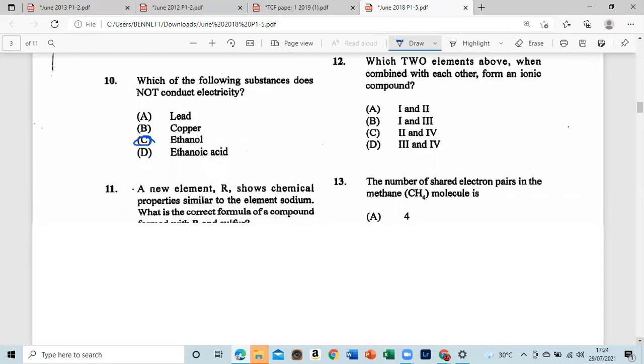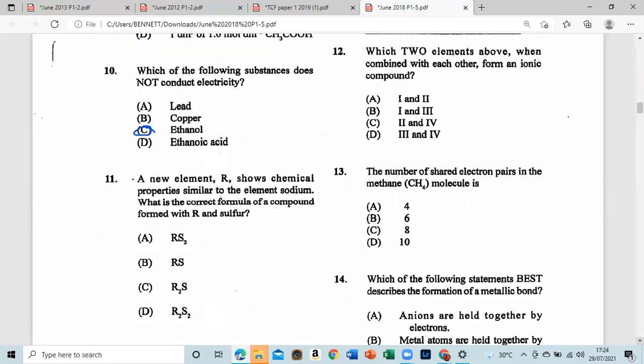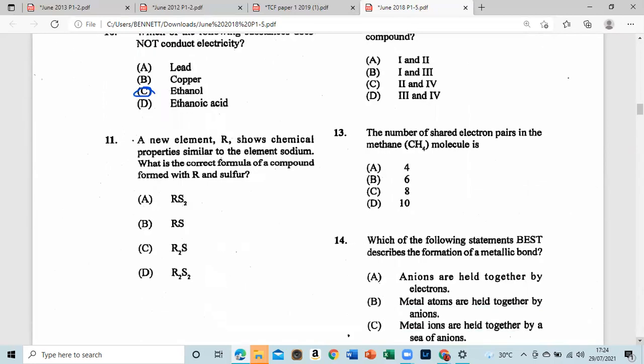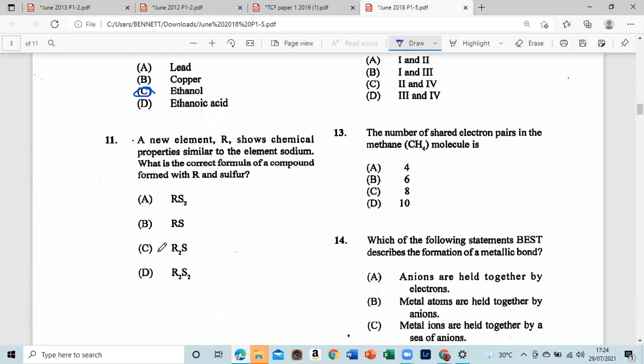Number 11, a new element R contains chemical properties similar to the element sodium. What is the correct formula of the compound formed with R and sulfur? And guys, I am sure we did this on Paper 3 already. Hope you guys, if you have not watched my earlier videos, you need to do so. And that is R2S. I could actually tell you this answer from reading.